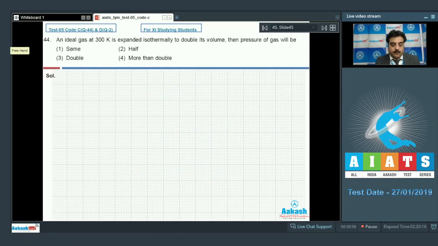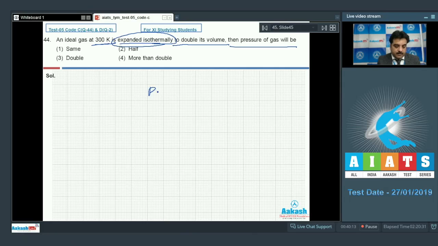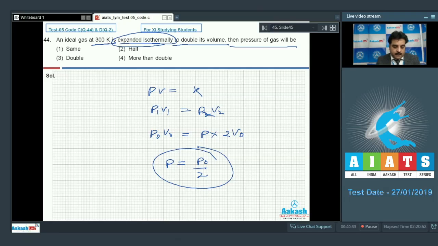In question number 44, an ideal gas at 300 Kelvin is expanded isothermally to double its volume, then the pressure of the gas will be? You can solve this question easily by using Boyle's law, because PV is equal to constant. So P1V1 equals P2V2. You can write like that. Initially, suppose P0 V0, and finally P into 2 times V0. So P is equal to P0 by 2. So I can say option number 2 will be the right choice, meaning half. So let us move on.